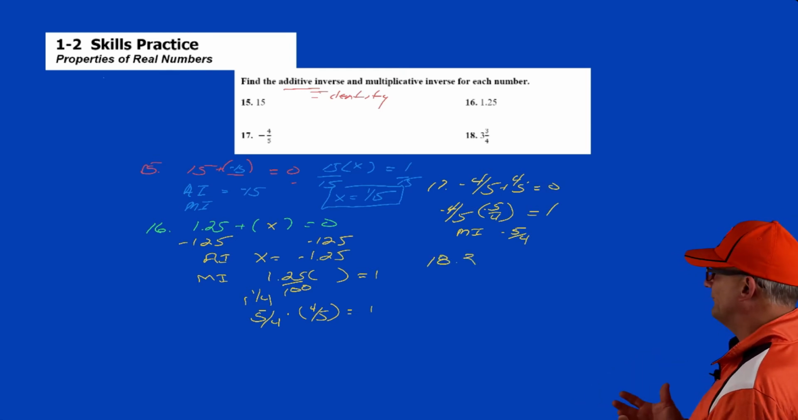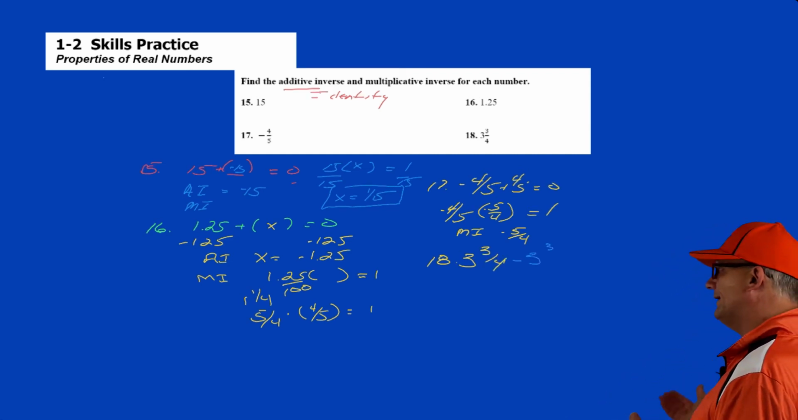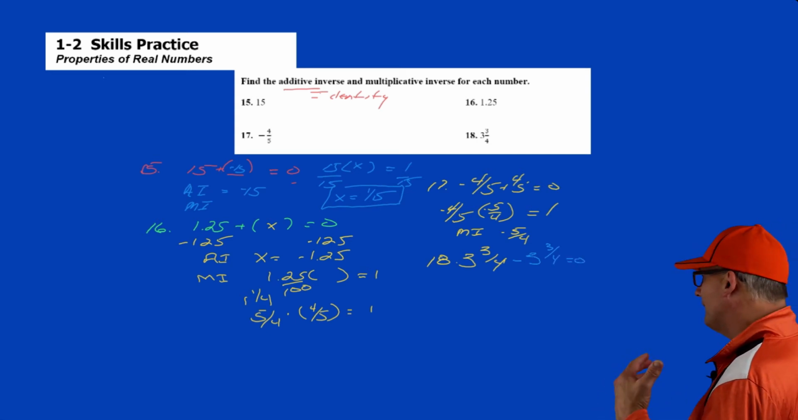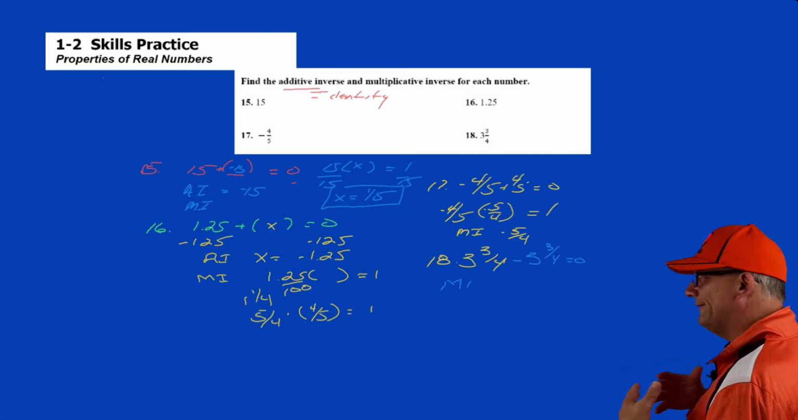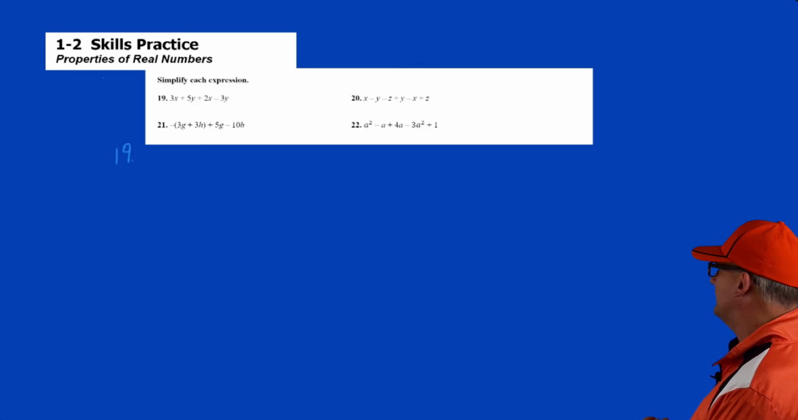We don't need to change this to a fraction just for an additive identity. 3 3/4, the additive identity is negative 3 3/4. Now, to find the multiplicative identity, or inverse, we should put this into a fraction. We get 15 over 4, flip it over to 4 over 15, and that multiplied together gives you 1. That's what we're looking for.